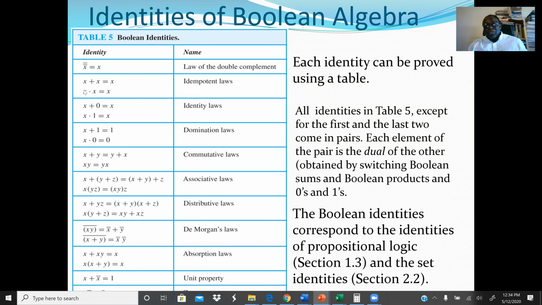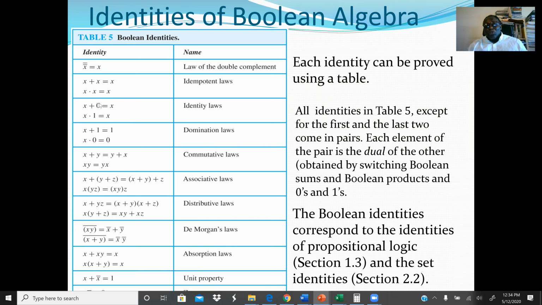With the product also the same thing. Because if X is 0, we get 0 times 0 is 0. And if X is 1, it means 1 times 1 is 1. Now next we can say we have X plus 0 is X.